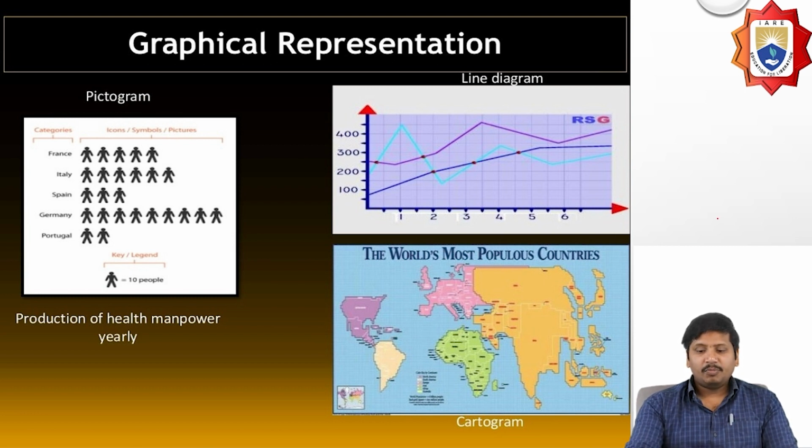Mostly many people view this, and the cartogram. This is another kind of graphical representation we are going to see. Like this, we can segregate many presentations of graphical representation.